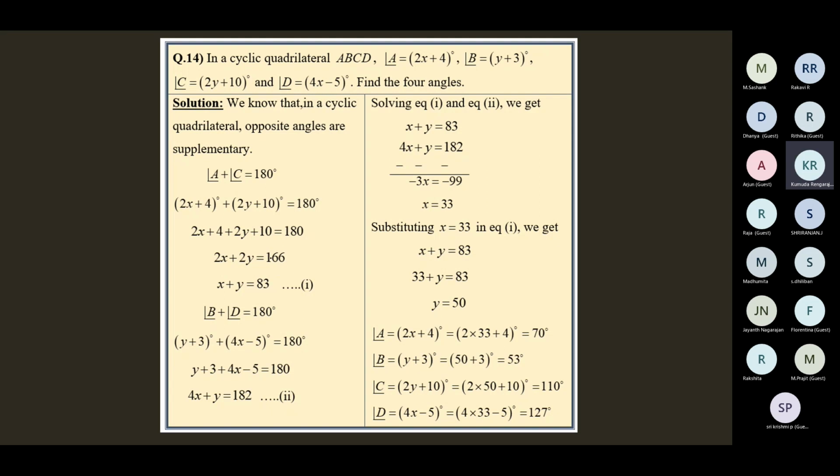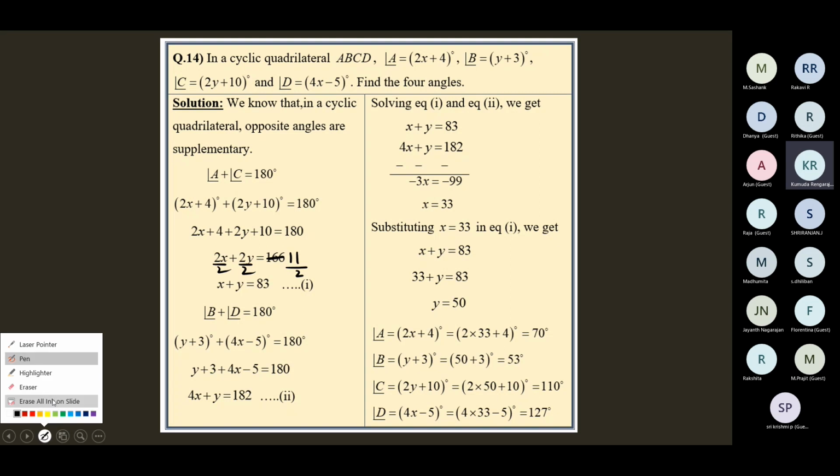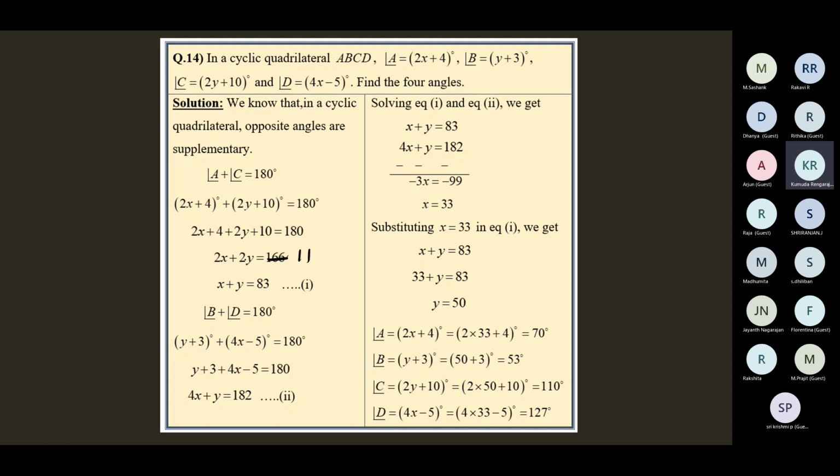See, supposing this was 11. You can't divide this by 2 and this by 2 and leave this as 11. You can divide it by 2 and write 5.5, that is correct, it need not be exactly divisible. But if you divide, you should divide all the terms. So here we have 3 terms. You should divide all the terms by the same number. So divide by 2, divide by 2, divide by 2. And that's how we get this equation.